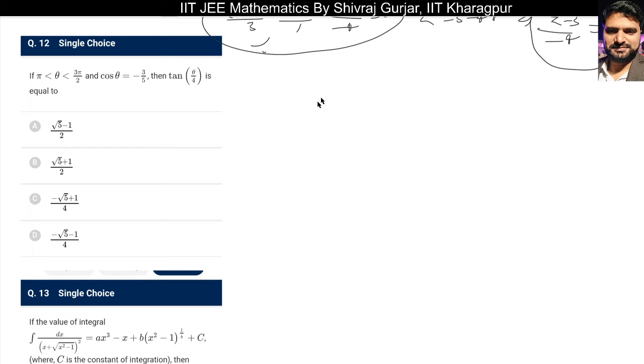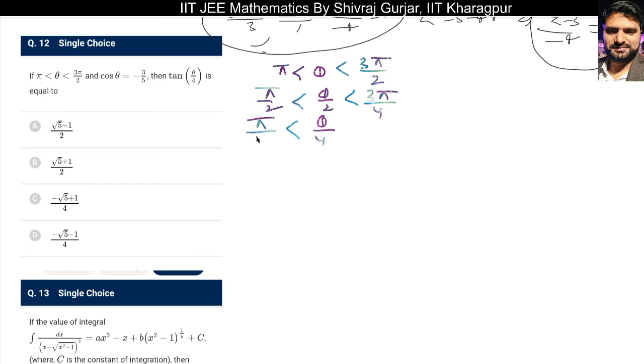If theta is in the third quadrant, cos theta is minus 12 and we need tan of theta by 4. Theta is from pi to 3 pi by 2. So then theta by 2 will be from pi by 2 to 3 pi by 4, and theta by 4 will be from pi by 4 to 3 pi by 8. So this is third quadrant, this is second quadrant, and this is first quadrant.